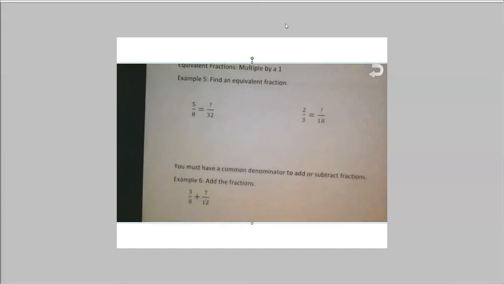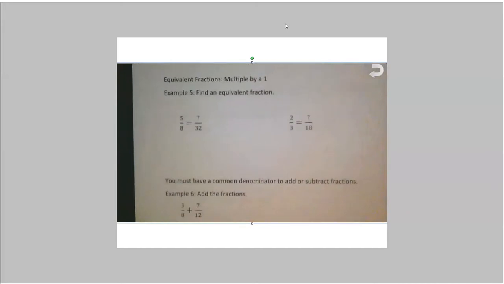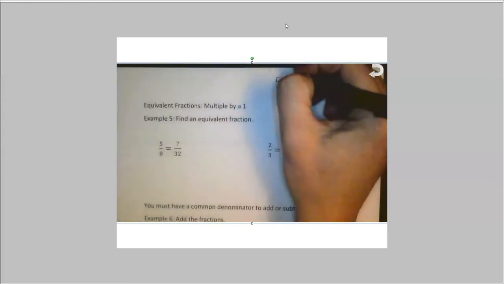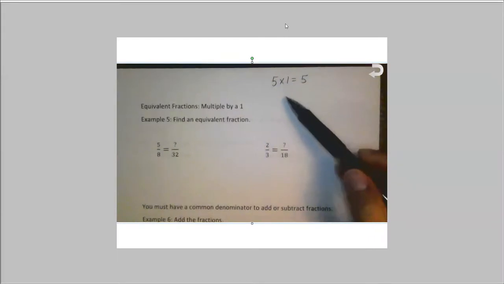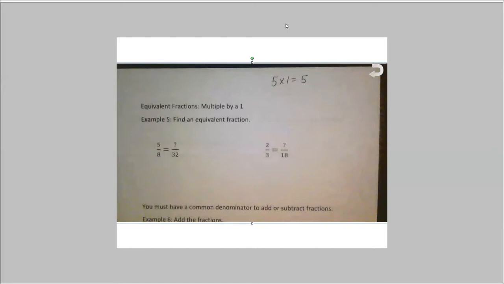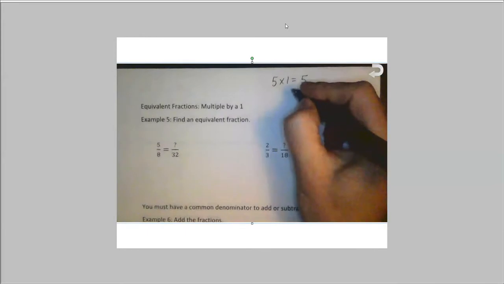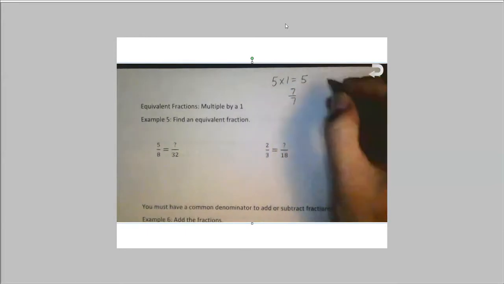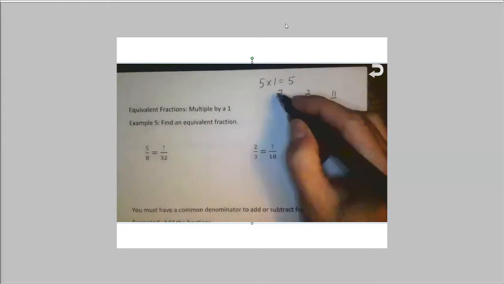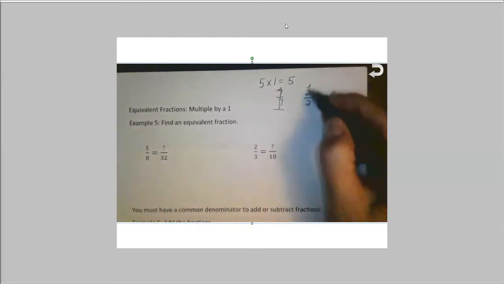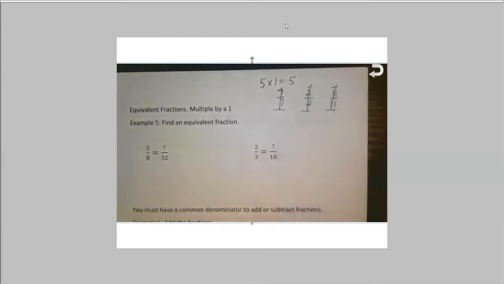Okay, next we're going to look at equivalent fractions. We can get equivalent fractions by multiplying by 1. We know that we could multiply anything times 1 and we get that same number because 1 is like the multiplicative identity. I could multiply by 1 and I get that same number. It's identity. But 1 comes in a lot of forms. 7 over 7 is 1. 2 over 2 is 1. 11 over 11 is 1. So it's possible that I might need to multiply by any of these versions of 1 to get an equivalent fraction.